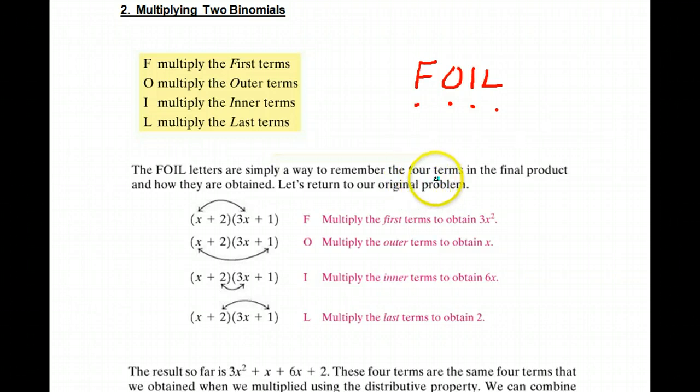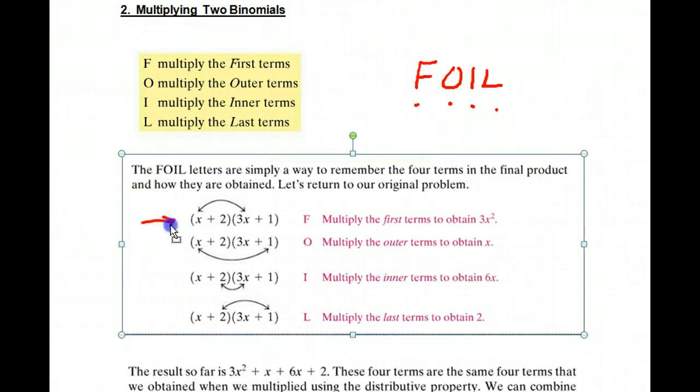The F tells us that we should multiply the first terms together. The O tells us that we should then multiply the outer terms together. So this demonstrates the first terms in each quantity. The O stands for the outer terms. That's the two outside terms. The I is the inner terms. That's the two inside terms. And the L is the last terms. That's the two terms that appeared last in each binomial.